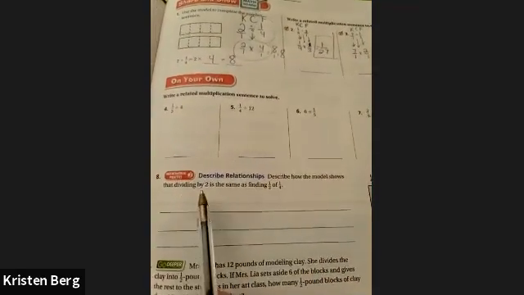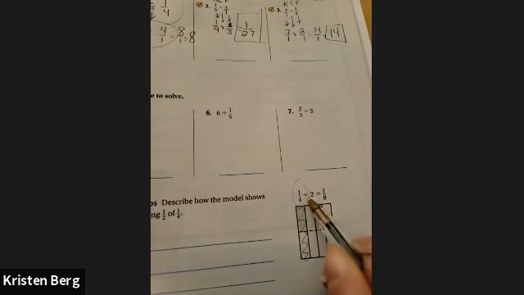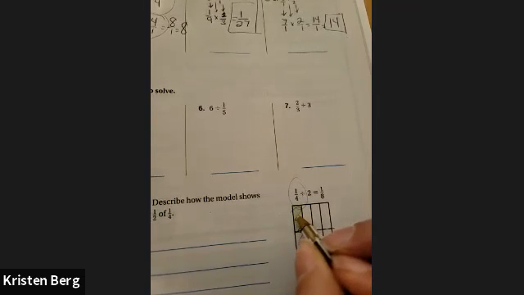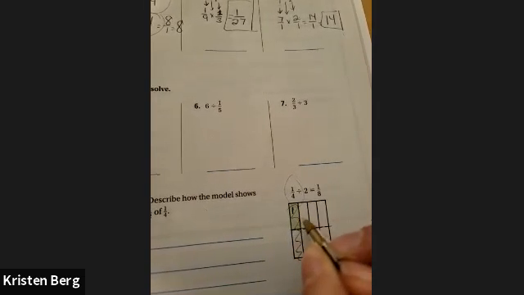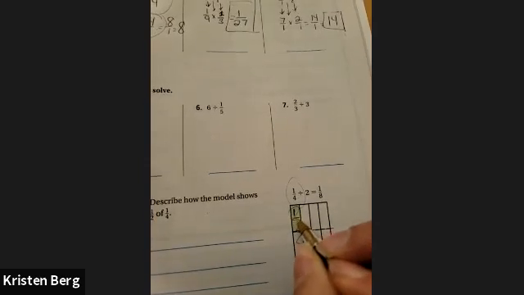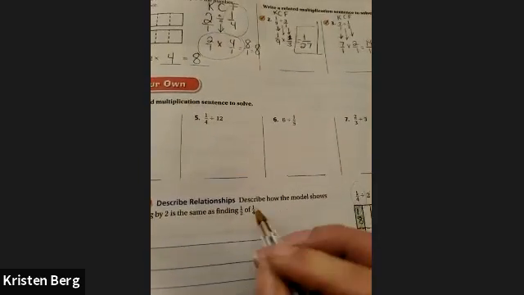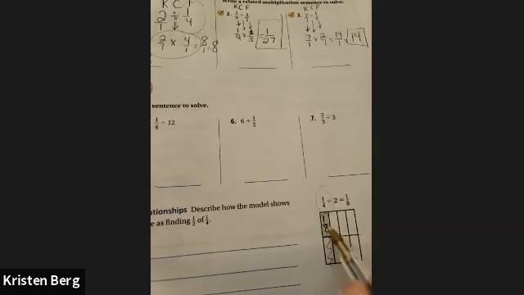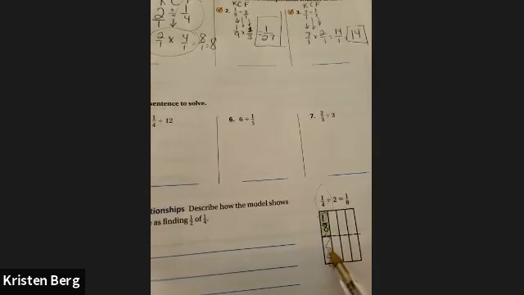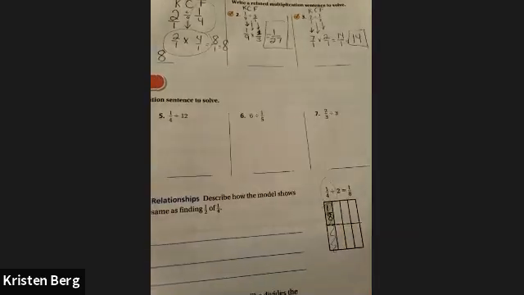All right, now this next part says describe how the model shows that dividing by 2 is the same as finding half of 1/4. Well, in this case, you're going to take 1/4, which again is this, and then divide it 2 ways. So I'm going to divide it. Then what is just one of those? That would be 1 out of 8 total. Or in other words, what is half of 1/4? Well, that is truly what you just did. You just found half of it. You just cut it in half.